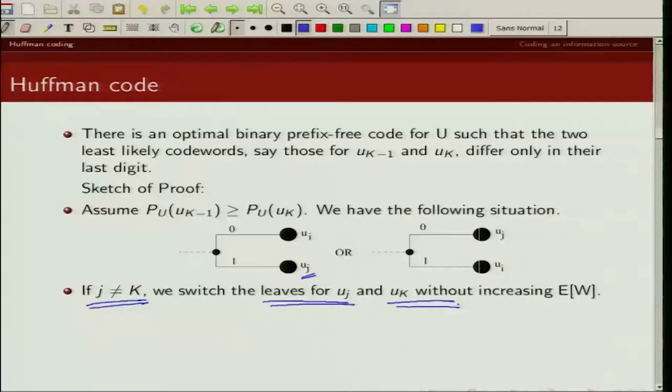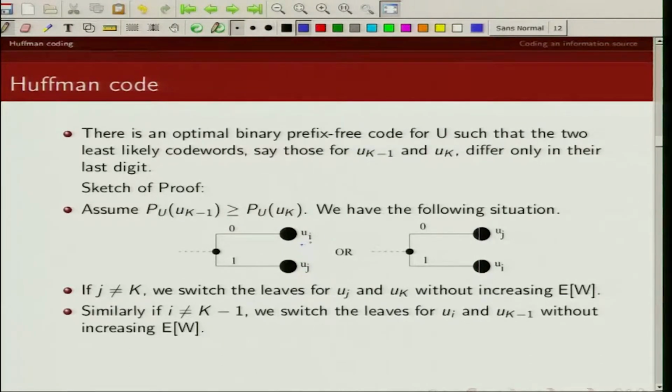So if U_J is not the same as the least likely code word U_K, I can always swap: wherever my U_K was I bring it here, and I can move U_J back to where U_K was. And this process would not increase my expected code word length. Similarly, if my U_I is not the same as U_{K-1}, which is the second least likely code word, then I can always swap, bring U_{K-1} here and move U_I back to where U_{K-1} was.